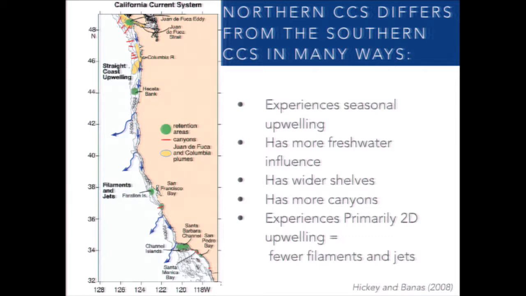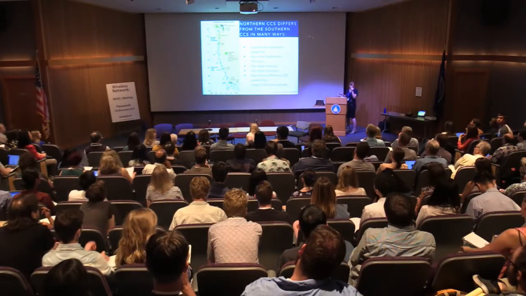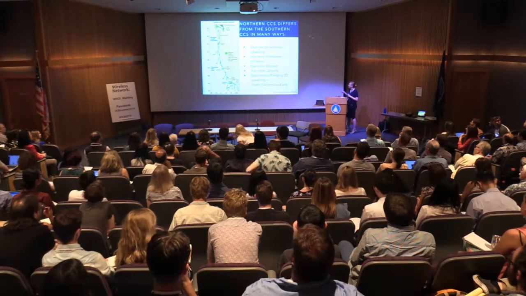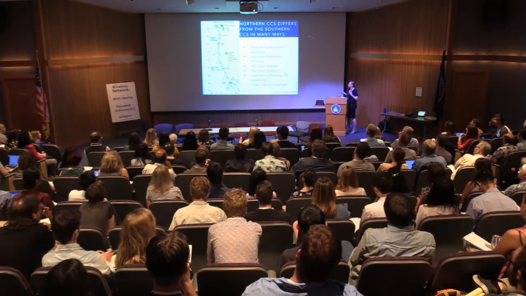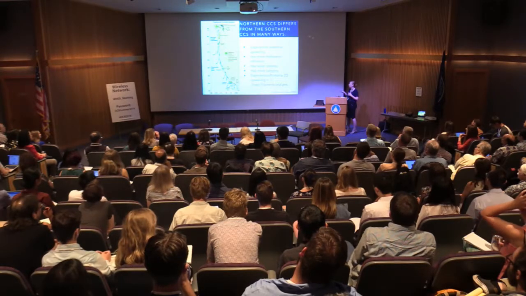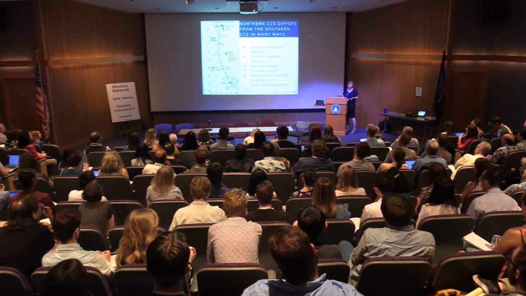There are wider shelves, so the isobaths are also here, so you can see that there's not very much shelf, but there's more of it as you move north. And there's more canyons. And it experiences more of what they call two-dimensional upwelling, where we don't have as many filaments and jets, and that's in part because of the decreased presence of headlands. Right?